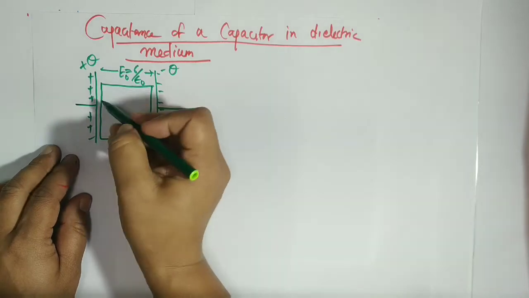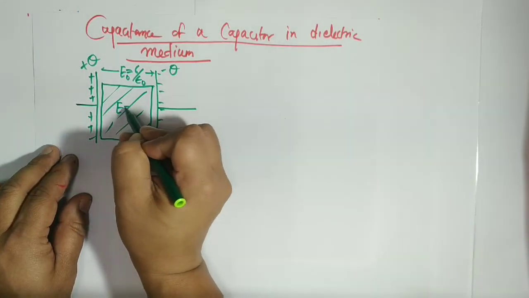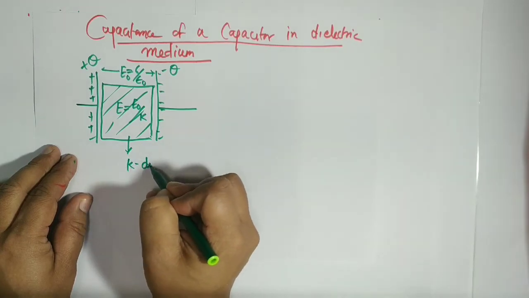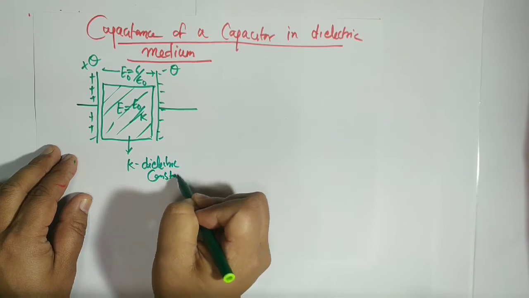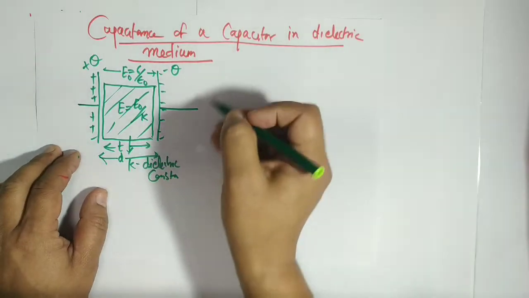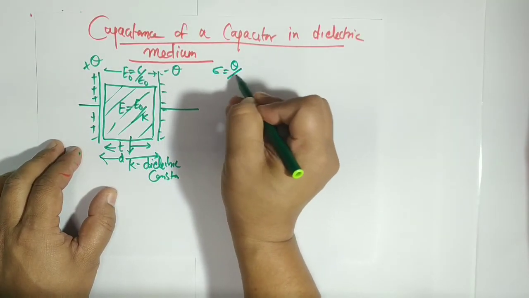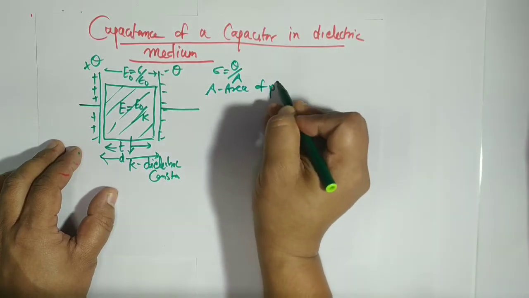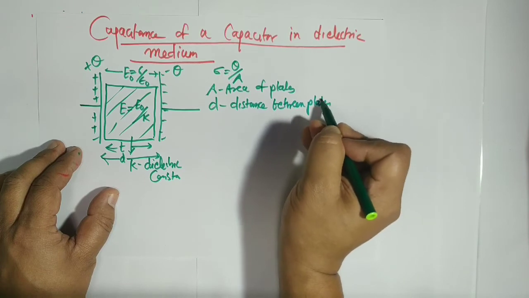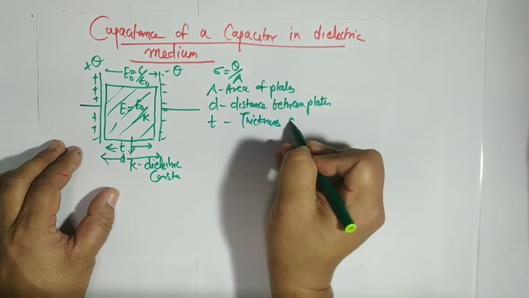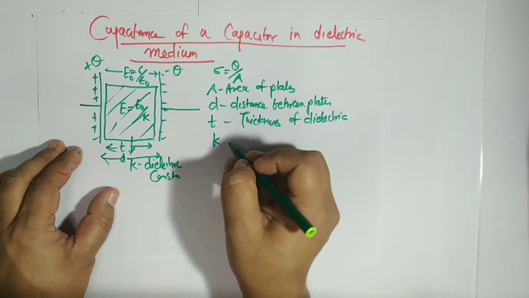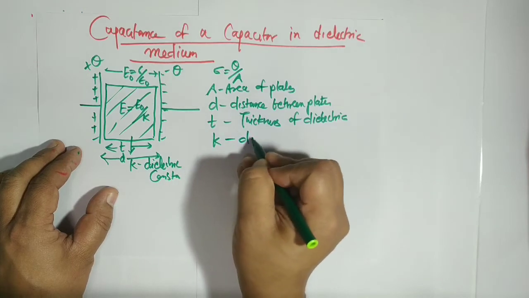And you know that in the dielectric, what is the electric field? I am writing directly here, E equal to E naught by K. What is K? K is the dielectric constant. T is the thickness of the medium, and D is the distance between the plates. So these things are given. Sigma is charge per unit area, A is the area of the plate, D is the distance between the plates, and T is the thickness of the dielectric medium. K is the dielectric constant.